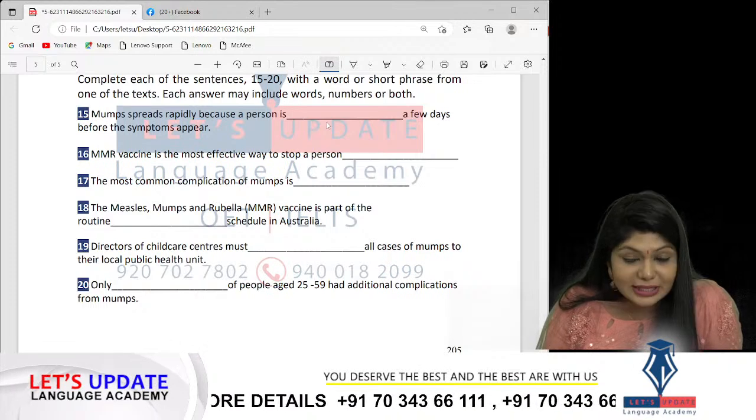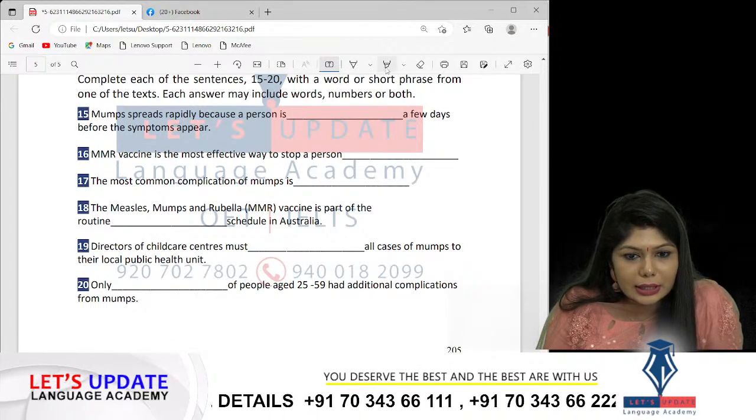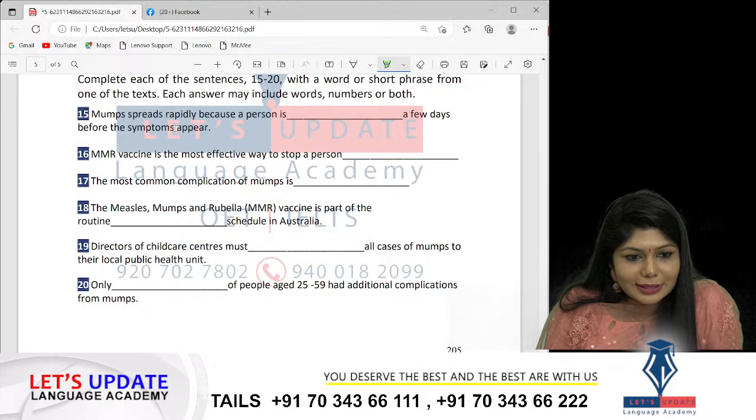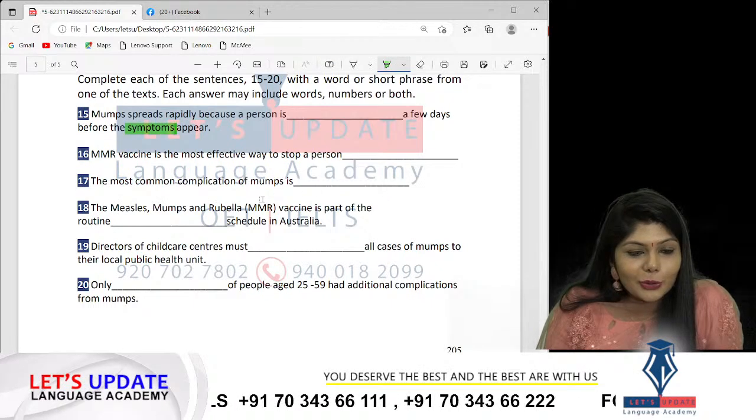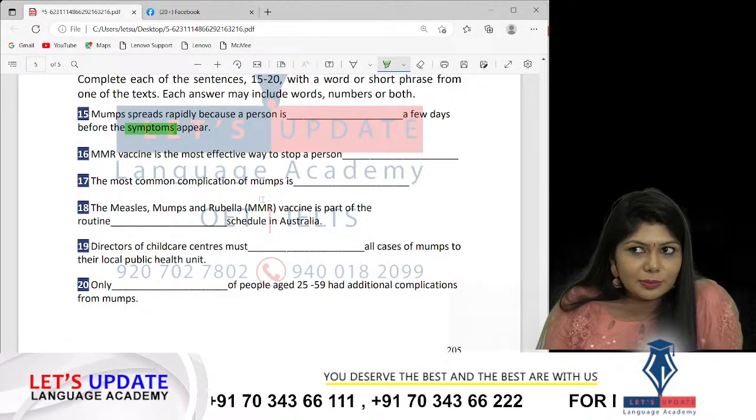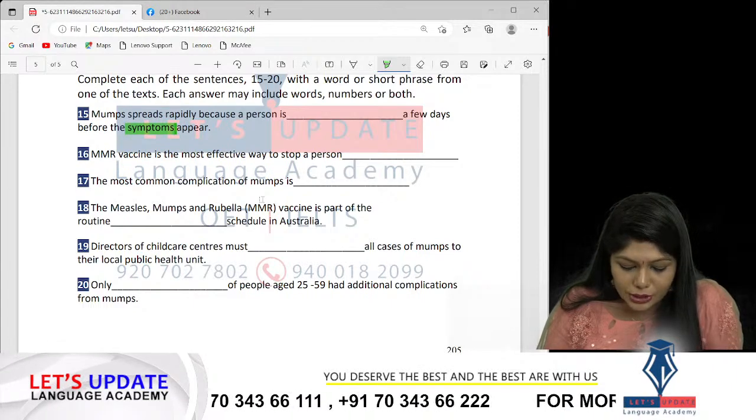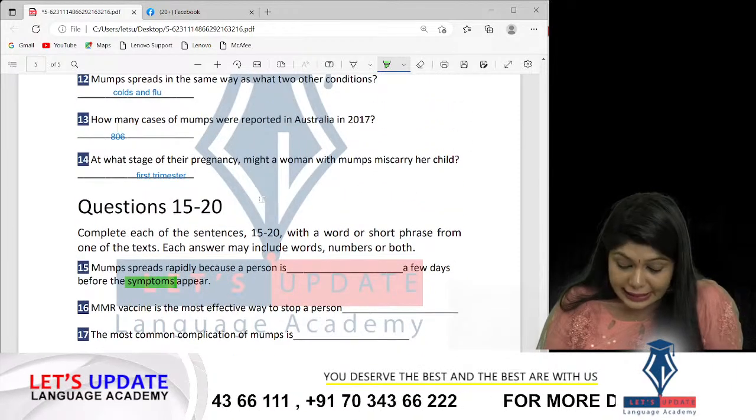So, they are talking about the symptoms, right? They're talking about the symptoms. So, this is the key word here, symptoms. So, where do you think the answer would be? The symptoms? We talked about symptoms in which text?